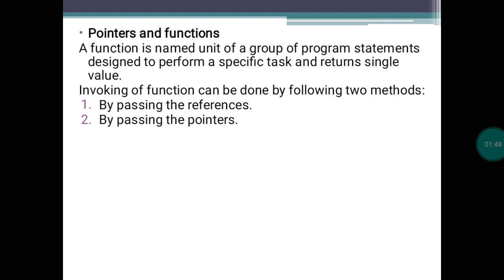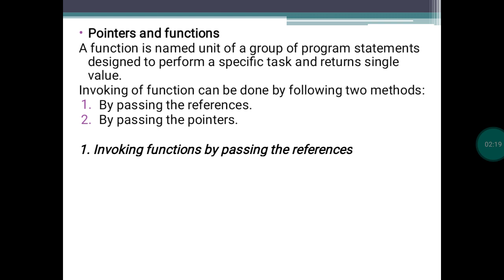Then how will it be invoked? How will this function get invoked? Invoking of a function can be done using two methods. In pointers we use two methods for invoking any function. The first method is passing by reference, where you refer to the address. The second is passing by pointers. So invoking of functions has two methods: passing by reference and passing by pointers. The first one we can discuss now.